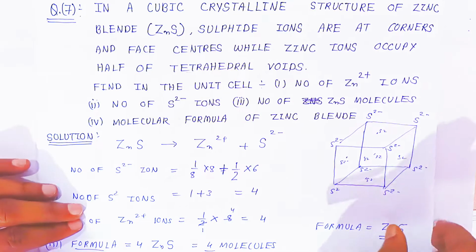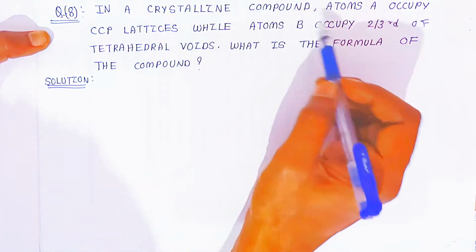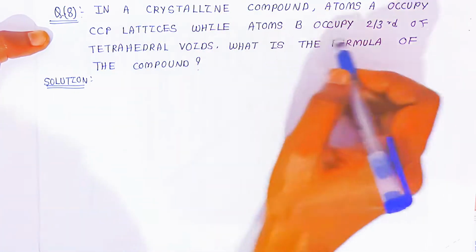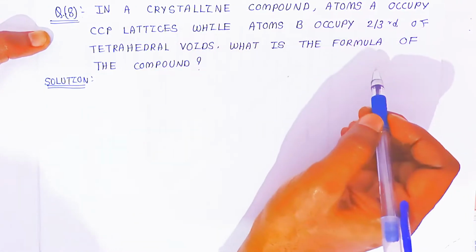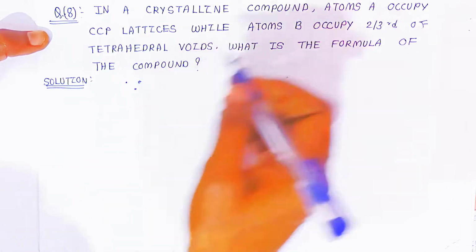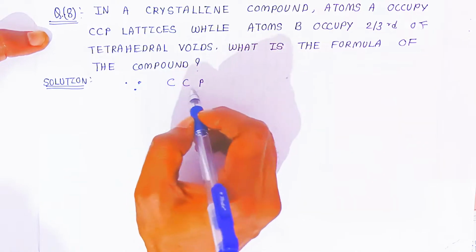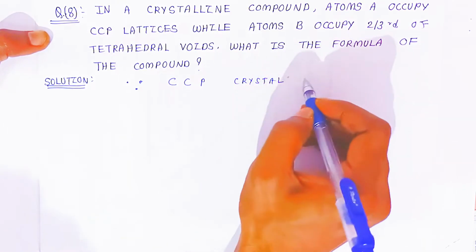Understanding, students? Now we are going to see question number 8. In a crystalline compound, atom A occupies CCP lattice points, that is cubic close pack lattice, while atom B occupies 2 upon 3 of the tetrahedral voids. What is the formula of the compound? What will be the formula of the compound, students? Since here they have given that the crystal is CCP type, cubic close pack crystal structure.